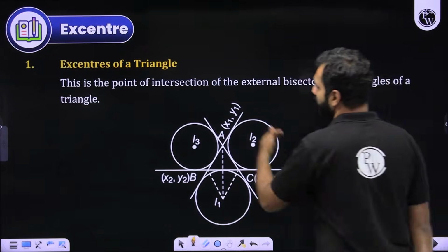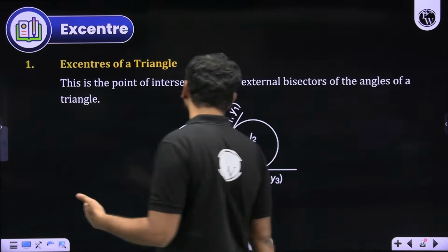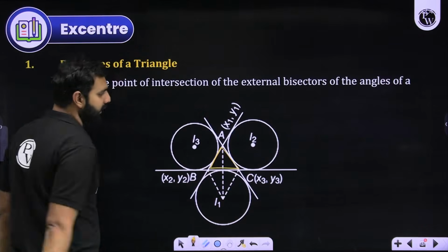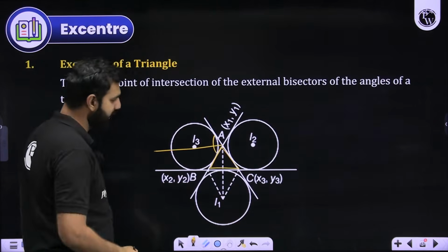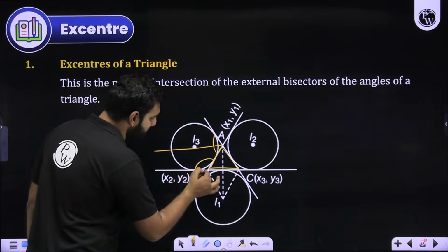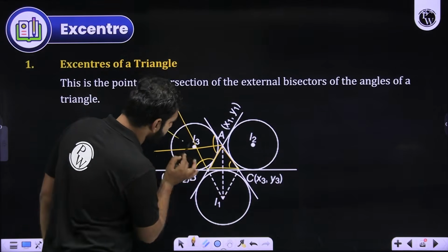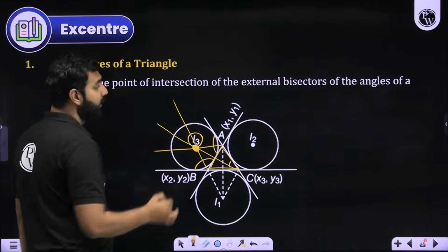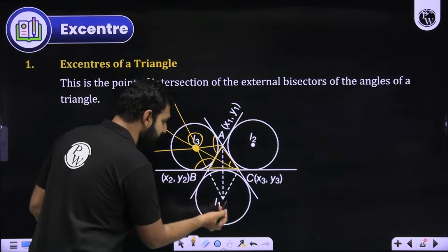Similarly, there is a formula for the excenter as well. Excenter means what? You take the external angle bisectors. For example, here, let's say there is a triangle ABC. So I take the external angle bisector of this vertex A, I take the external angle bisector of this vertex B, and I take the internal angle bisector of this vertex C, and at this point when they are concurrent, this is called the excenter. Similarly, I'll have another excenter here, another excenter here.